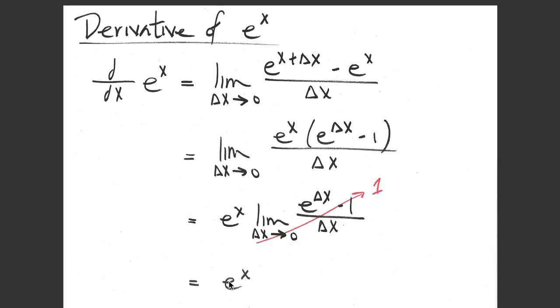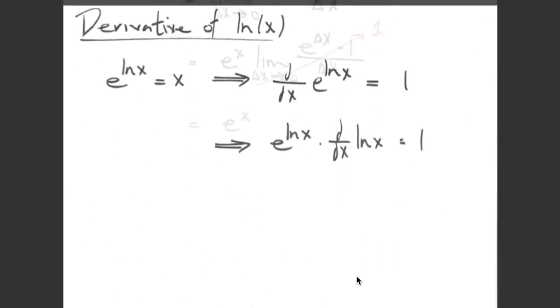I'll just state for future reference that e to the x is the only function that has the property that the derivative is equal to the function itself. E to the x is very special in that sense. So that's worth knowing. What about the natural logarithm?